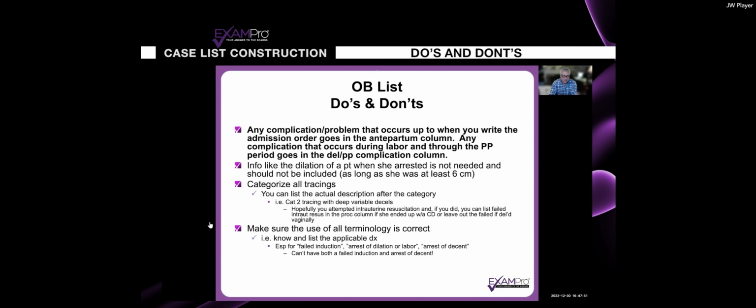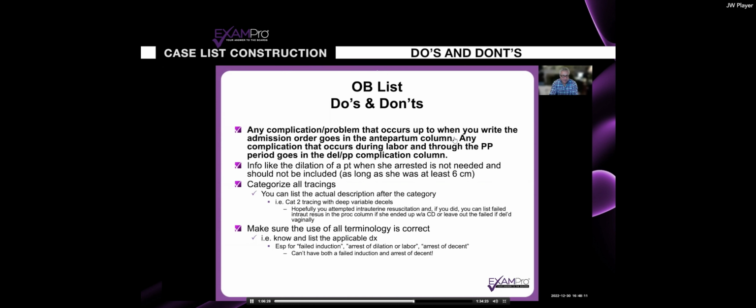You don't need to be so specific, like how far dilated the patient was when she had an arrest of dilation. Nobody cares if she was 6 versus 7 versus 8 versus 9. It doesn't really matter. She's an arrest of dilation. So please don't include that extra information.